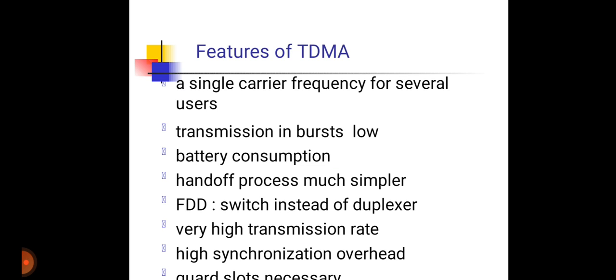Now, features of TDMA. A single carrier frequency for several users. Transmission in bursts, so battery consumption is low and the handoff process is much simpler. FDD is a switch instead of a duplexer. Very high transmission rate and high synchronization overhead. Guard slots are also necessary for TDMA system.